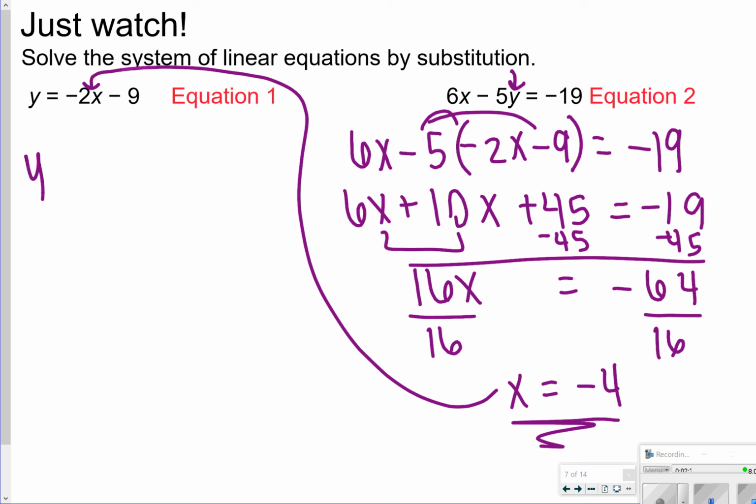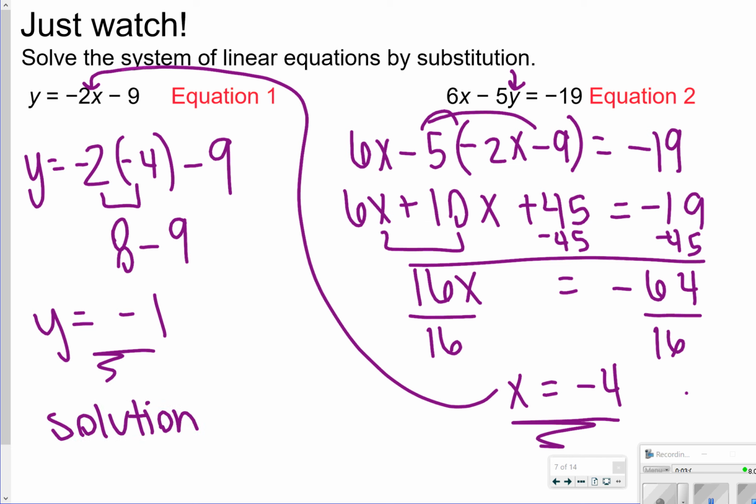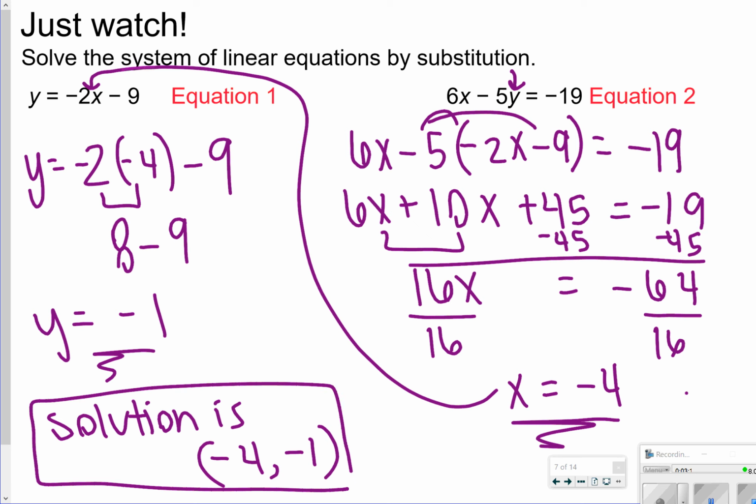So y is equal to negative 2, and instead of saying negative 2x, I'm going to say negative 2 times negative 4, because I just said that x was equal to negative 4, and then minus 9. Okay, negative 2 times negative 4 is 8, and 8 minus 9 is negative 1, so y is equal to negative 1. So because y is equal to negative 1 and x is equal to negative 4, my solution is this coordinate, negative 4, negative 1. And you do want to put it in ordered pair form, just like we did yesterday with graphing.